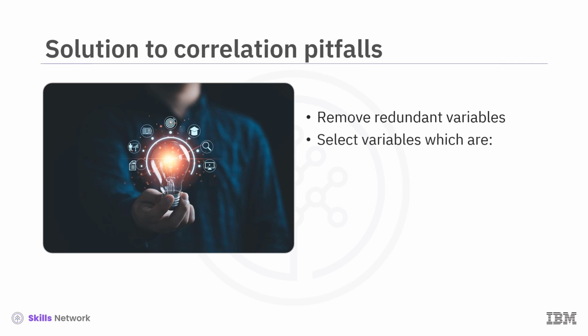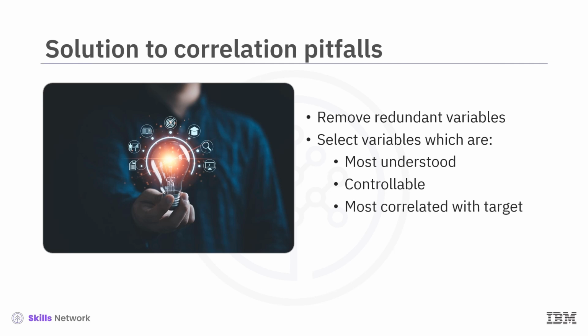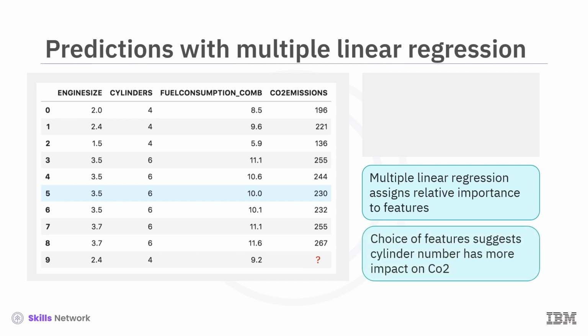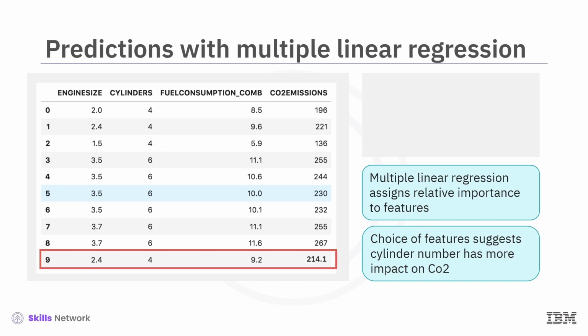To build your multiple regression model, you must select your variables using a balanced approach, considering uncorrelated variables, which are most understood, controllable, and most correlated with the target. Multiple linear regression assigns a relative importance to each feature. Imagine you are predicting CO2 emission, or Y, from other variables for the automobile in record number 9. Once you find the parameters, you can plug them into the linear model equation.